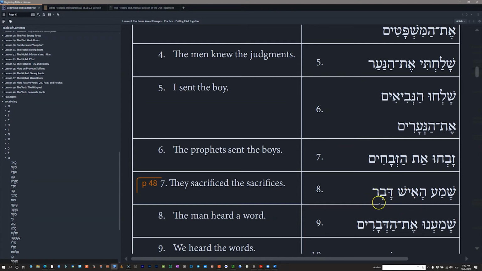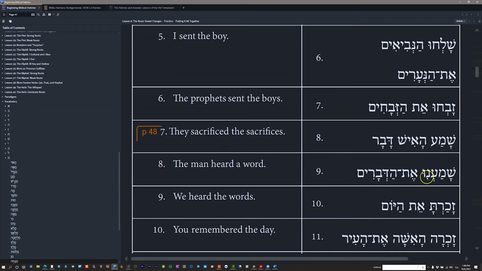So again, English, what do you want first? The subject. We decided that was ha'ish, the man. What do you want after the subject? The verb. The man heard. What did the man hear? There's no et to point me to it, but my only word left is davar, a word or a message. The man heard a message or a word.